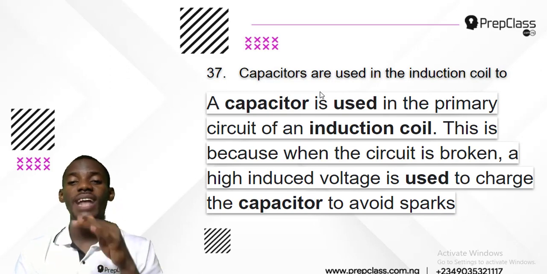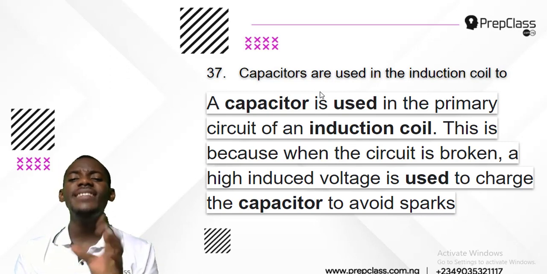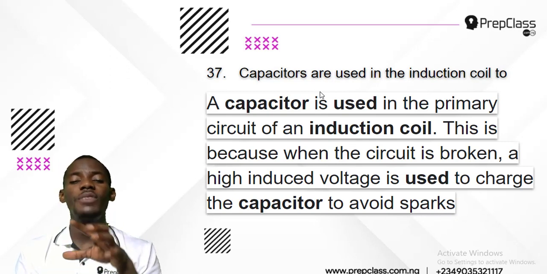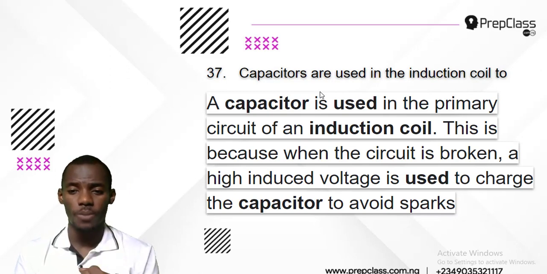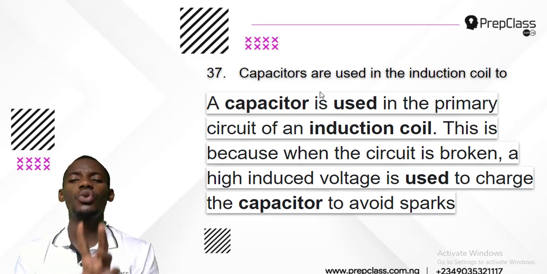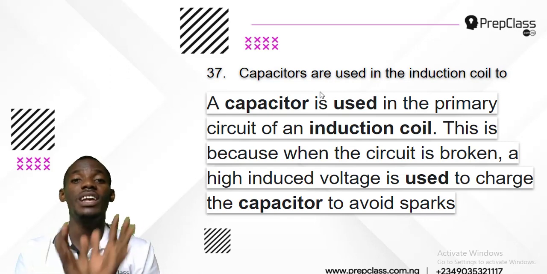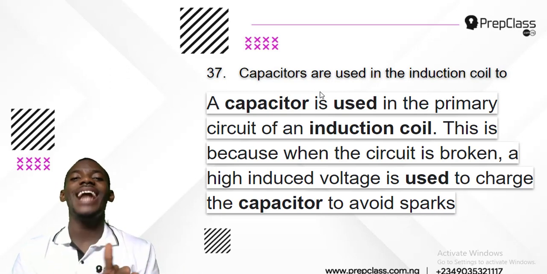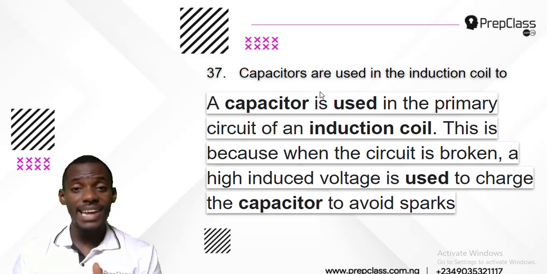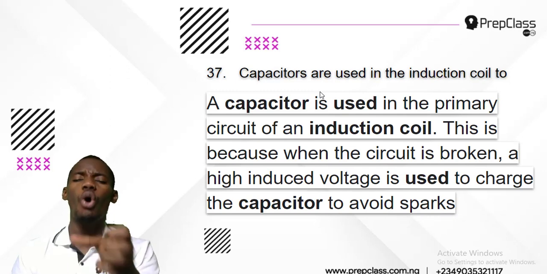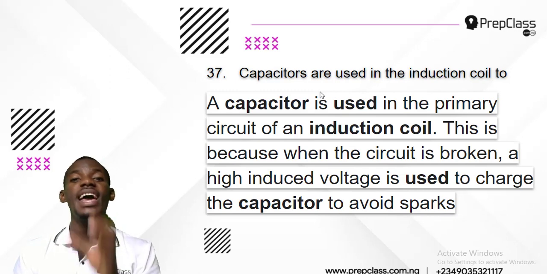So if there's a disconnection in the circuit, instead of the voltage flowing freely, it will be stored in the capacitor. A high induced voltage is used to charge the capacitor. If it does not charge, the voltage will flow out and cause a spark. So instead of causing a spark, that excess voltage should go into the capacitor, so the capacitor stores it. So when there's a break in the circuit, the capacitor helps to store the charge so that there will be no spark.